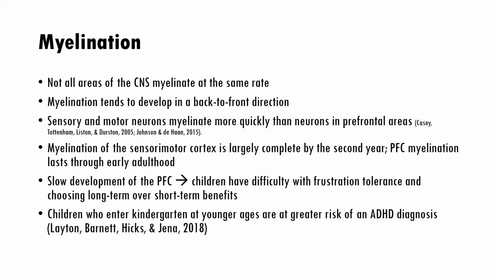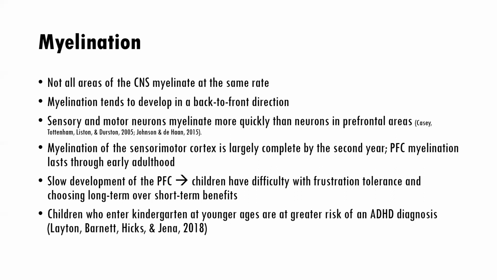And so that leads to things like sensory motor cortex being largely complete by the end of the second year. A person can run by the end of the second year, whereas prefrontal cortex myelination lasts through early adulthood. That's why we say the brain hasn't fully developed until the age of 25 or so.